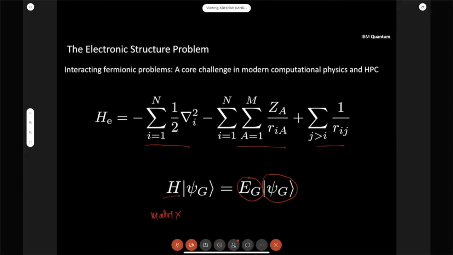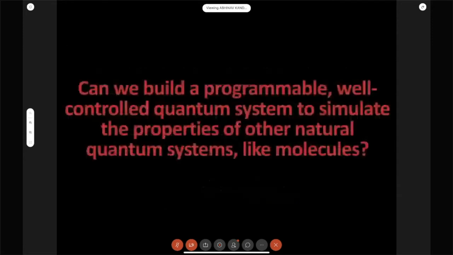Okay, and this was seen by Feynman. Okay, and he really asked this question in the 80s, which set off this field: can we build a well-controlled, programmable quantum system to simulate the properties of other natural quantum systems? Okay, like molecules. Okay, and this was really the motivation for quantum computing.